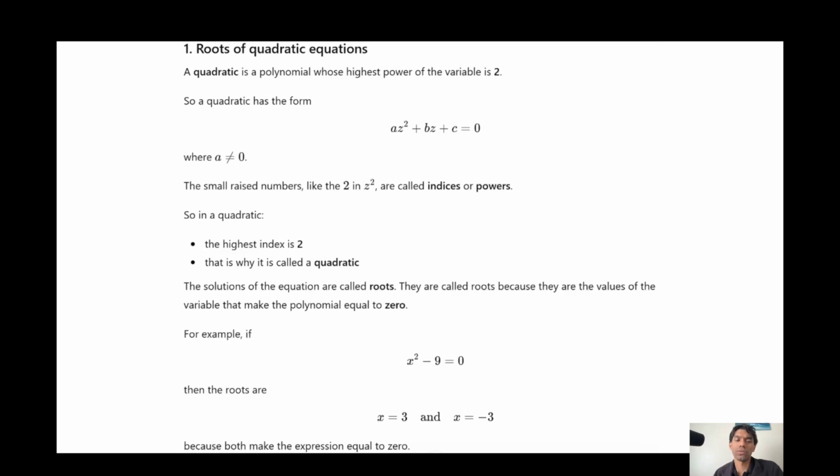The solutions of the equation are called roots. They are called roots because they are the values of the variable that make the polynomial equal to 0. For example, if we have x squared minus 9 is equal to 0, then the roots are x is equal to 3 and x is equal to minus 3, because both make the expression equal to 0. So when we plug in the value 3 into x and the value minus 3 into x, in both situations, the expression then equals 0.